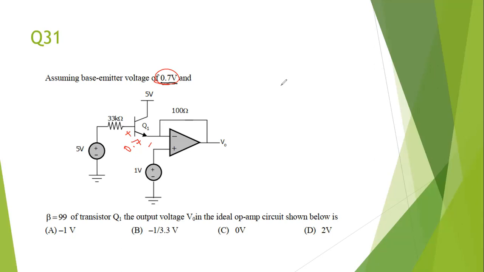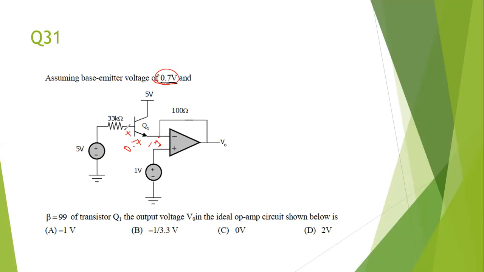Now the question is, the output voltage V0 in the op-amp circuit shown in the figure is what? So we have to find the value of V0. This is a very easy question. You can easily find out the value of V0. My dear students, in this case, this is 0.7 volt. So by using the virtual ground concept, this potential is 1 volt.